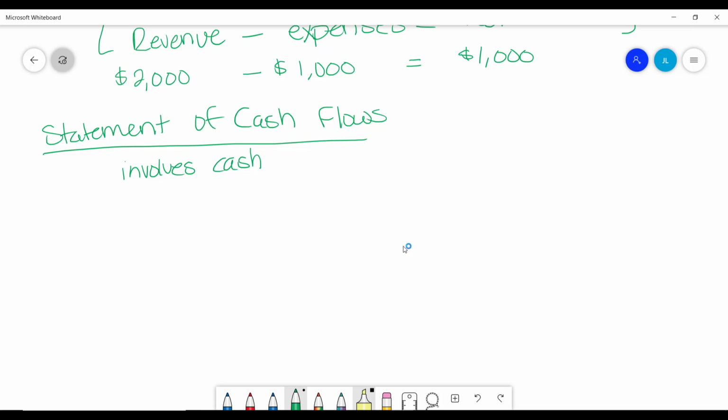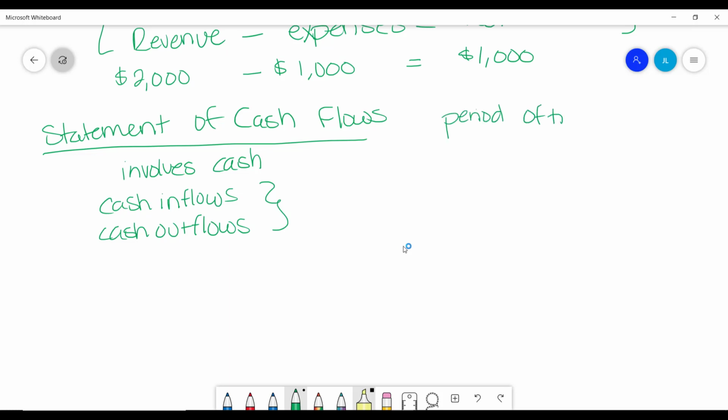It basically shows you cash inflows and cash outflows. Basically, what cash came in and what cash flowed out of the business due to our business activities for this period. Because remember, this statement also covers a period of time. It's a film statement, just like an income statement is. It's not a snapshot statement.